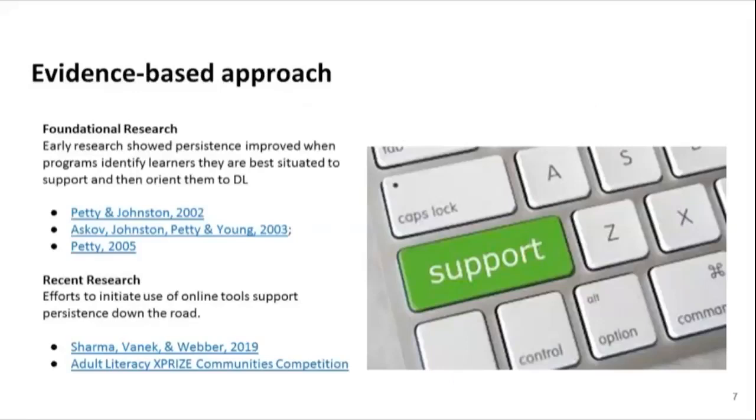Okay, so on to the work of the day. As I mentioned, early research on distance and blended learning in adult ed in the U.S. first illustrated the importance of finding the right students and setting them up correctly if programs are to succeed in offering distance education. There are three key pieces of literature here that I draw into this assertion.